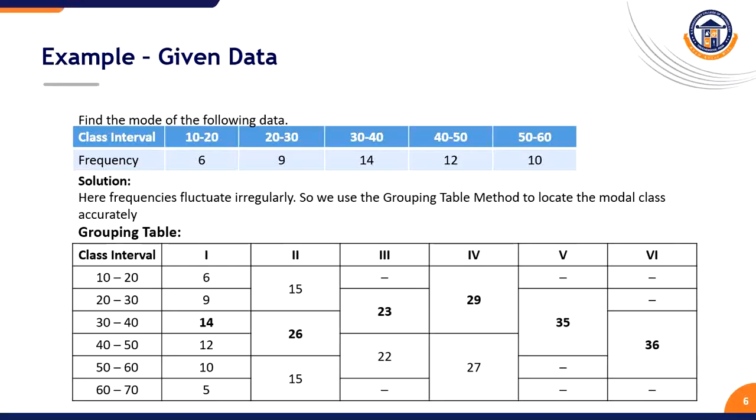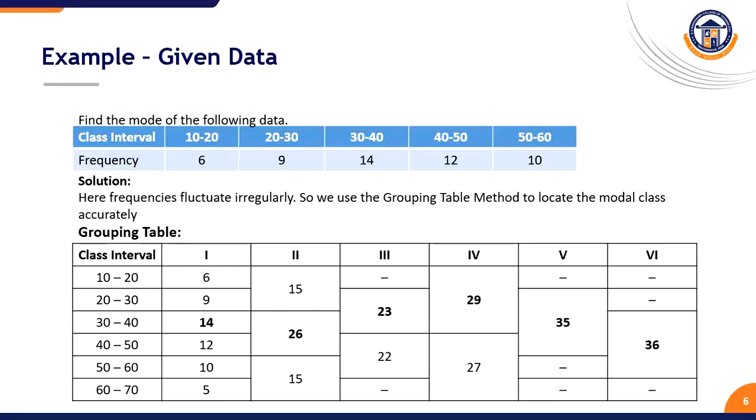This is the sum of the values of the class interval 20 to 30 and 30 to 40. In column 4, we have the highest frequency, 29. It is summed together with the class intervals 10 to 20, 20 to 30 and 30 to 40.